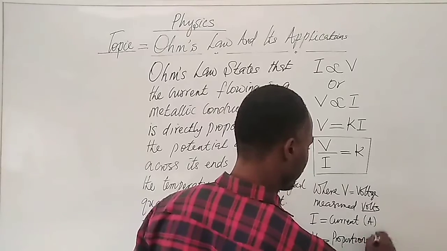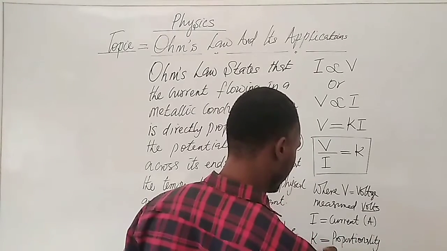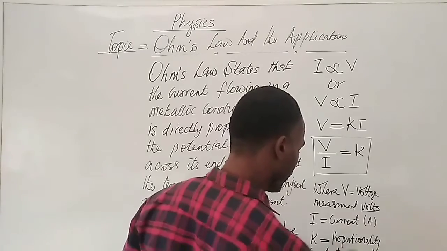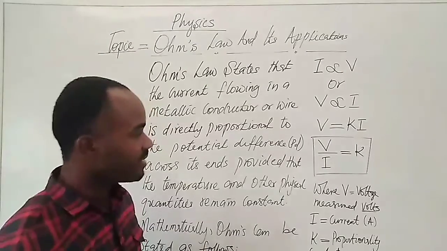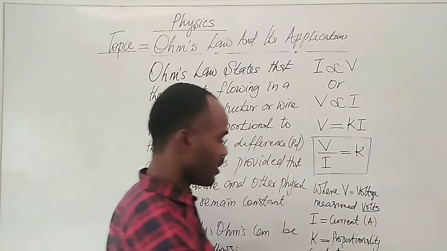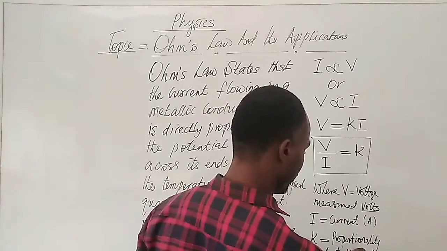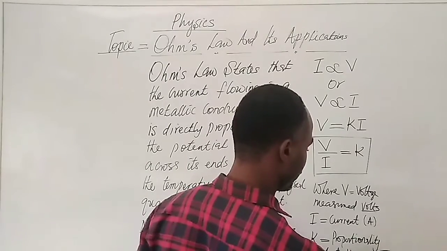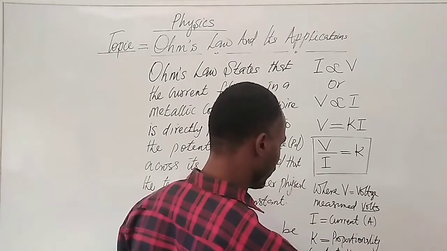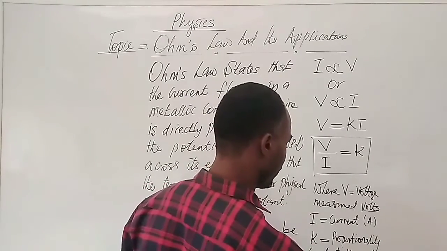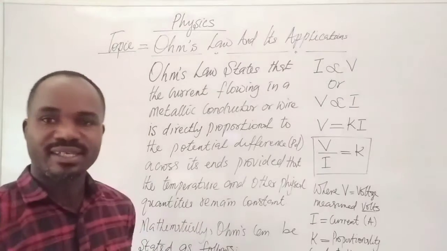The proportionality constant is known as the resistance. So we call this the resistance R. So that is it.